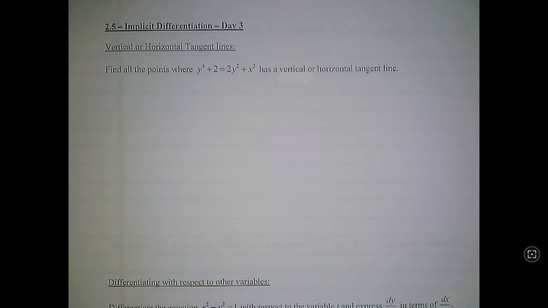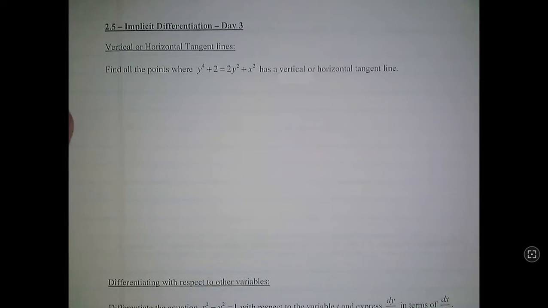Okay, so in this video we're going to be looking at day 3 of implicit differentiation. And our first example wants us to find all of the points where y to the 4th plus 2 equals 2y squared plus x squared has a vertical or horizontal tangent line.